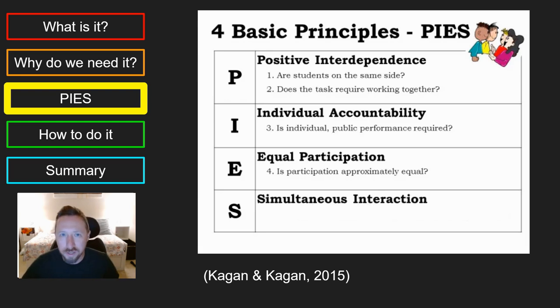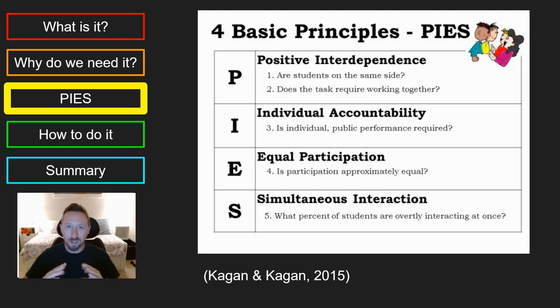And are students interacting simultaneously? What I mean is, what percent of the time are students interacting with each other at once. We want them to be talking to each other all of the time during the laboratory, right? The more time we can get interaction with each other, the more learning that is going to be taking place. Now, it doesn't mean they're talking over each other. It just means that they're constantly interacting with each other to accomplish a task.